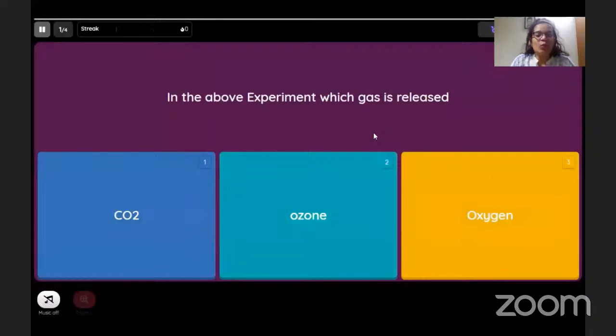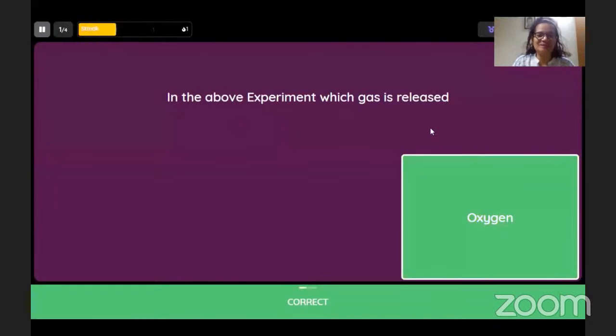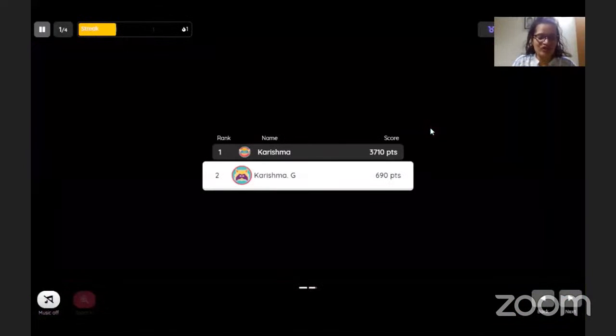In the above experiment, which gas is released? Okay, is it carbon dioxide, ozone or oxygen? Okay, definitely not carbon dioxide because carbon dioxide is absorbed by the plants. There was no mention of ozone in this. So which gas is released during photosynthesis? Oxygen. Very good. Next question.